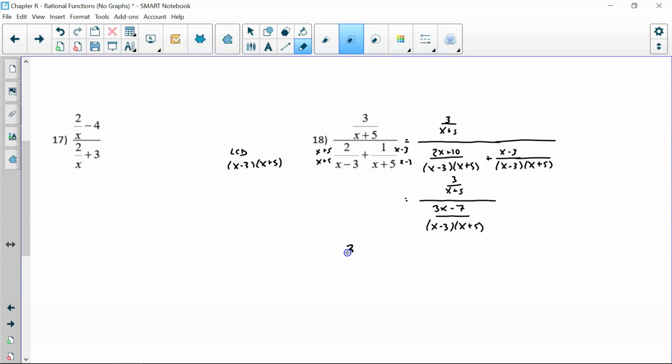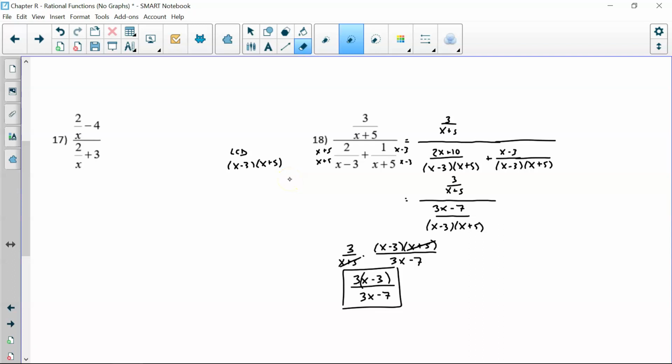Fractions represent division. We don't divide fractions, we multiply by the reciprocal. So what we have here is 3 over x plus 5 times the reciprocal, x minus 3, x plus 5 over 3x minus 7. Now, just like we did in the earlier sections, you see how we have the x plus 5 on the top and on the bottom, they cancel. So we have 3 times the quantity of x minus 3 over 3x minus 7. And that is a good final answer. We can't reduce anything else. So that's all we have there.